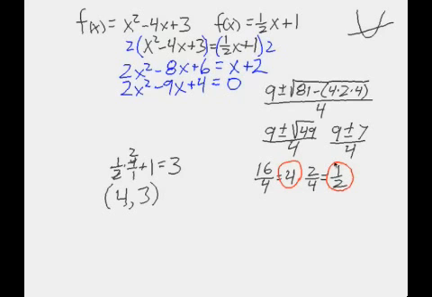Then I'm going to use the 1/2, put it in here. I've got 1/2 times 1/2 plus 1. Well, 1/2 times 1/2 is just 1/4 plus 1. And 1 is 4/4, so 4/4 plus 1/4 is 5/4. So my other point of intersection, 1/2, 5/4.